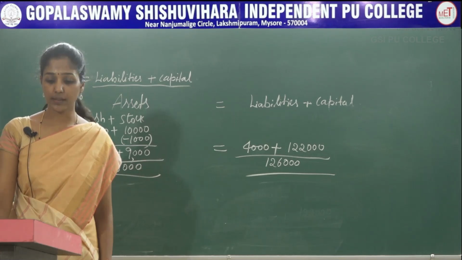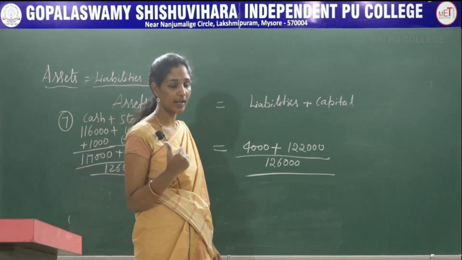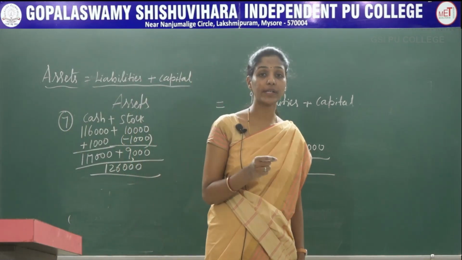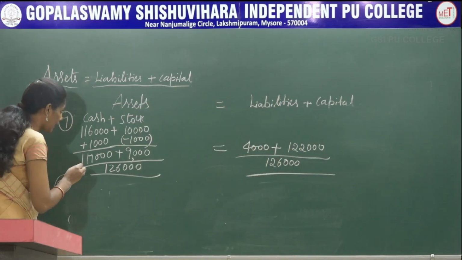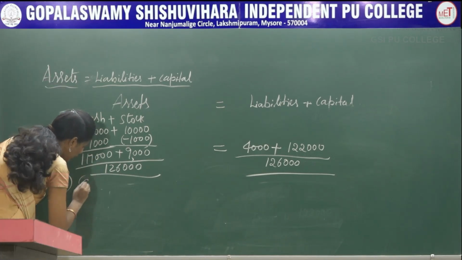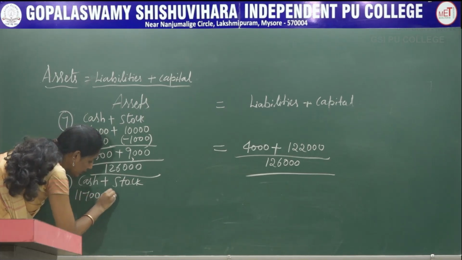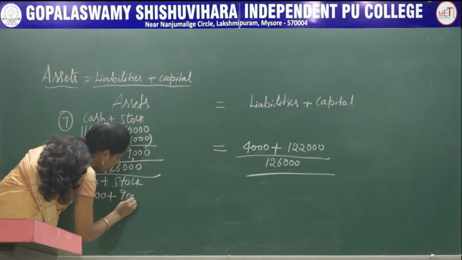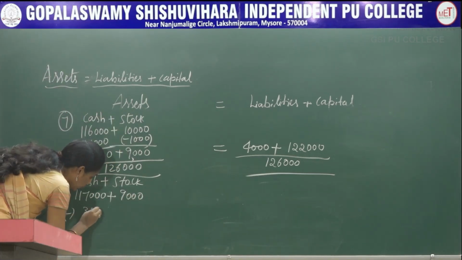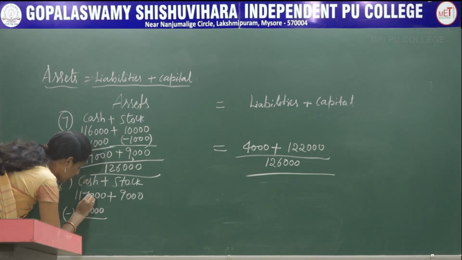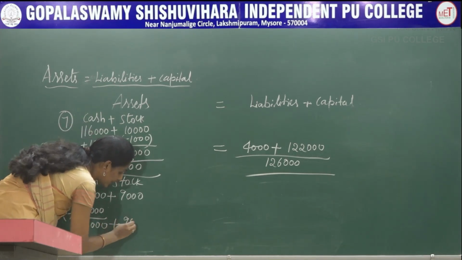The next transaction is paid wages rupees 3,000. This transaction affects cash on the asset side as well as it affects the capital on the other side of the equation. So for recording a transaction, you should see the seventh transaction, copy the assets. Now what is the cash balance? That is 1,17,000 plus stock 9,000. When you pay wages to the workers, it reduces the cash balance by rupees 3,000. So you have to deduct 3,000 from 1,17,000. You will get 1,14,000 plus 9,000.